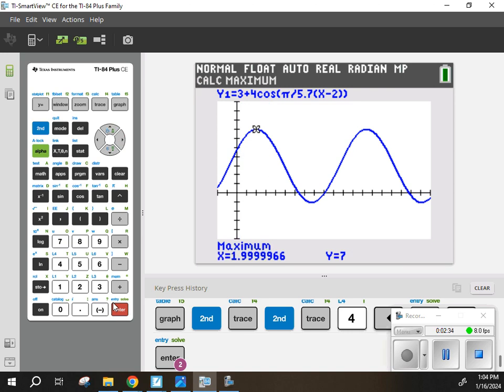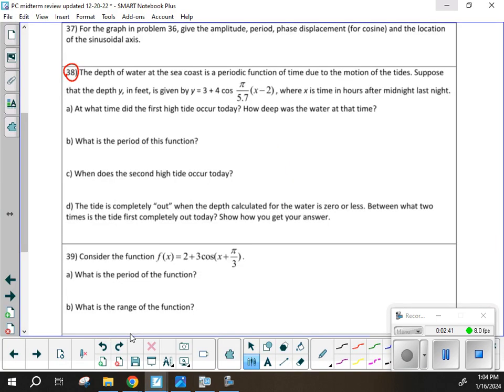We know our calculator does that sometimes. 2 comma 7. So let me write that point down and then let's think about how we interpret. So we found 2 comma 7. So that would mean 2 hours after midnight, so 2 a.m. The depth is 7 feet. They do ask about that, right? How deep is the water at that time? So at 2 a.m., depth is 7 feet. Okay, and that would match up with our upper bound as well, right?